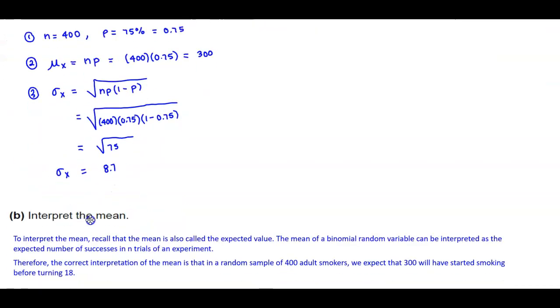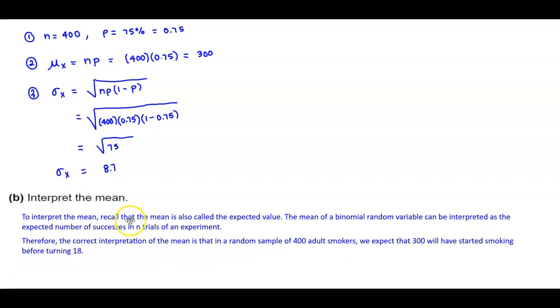Now we're going to interpret the mean. To interpret the mean, recall that the mean is called the expected value. The mean of a binomial random variable can be interpreted as the expected number of successes in n trials of an experiment. Therefore, the correct interpretation of the mean is that in a random sample of 400 adult smokers, we expect that 300 will have started smoking before turning 18.